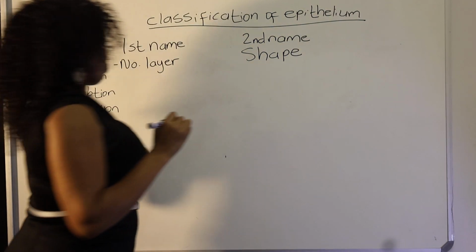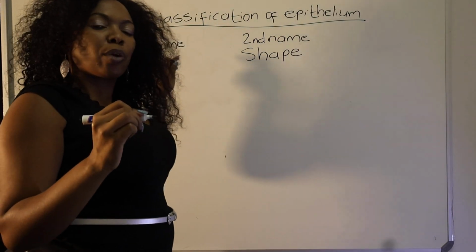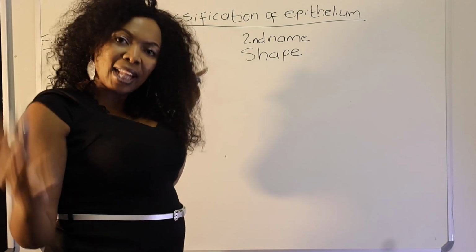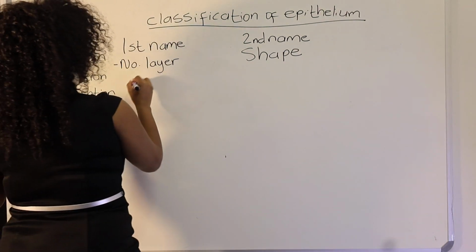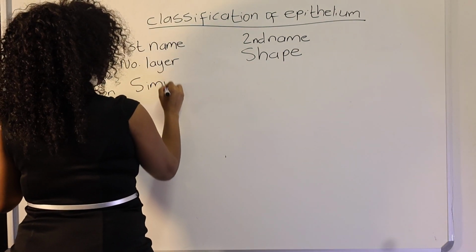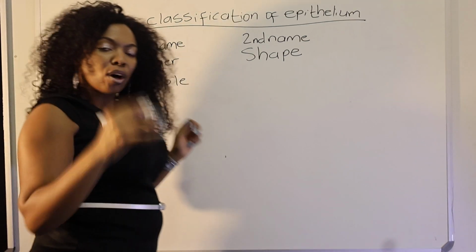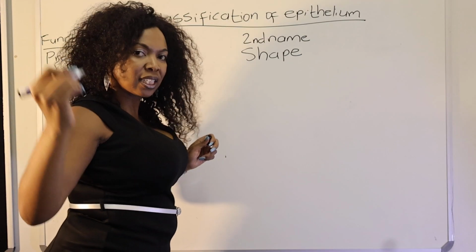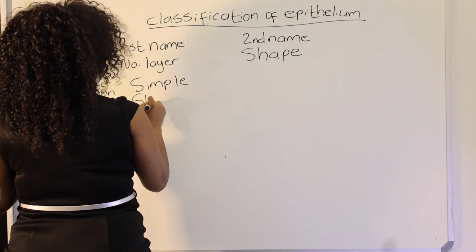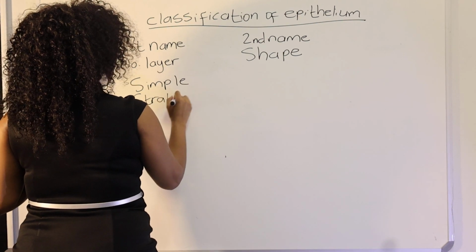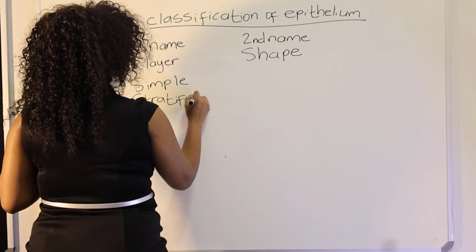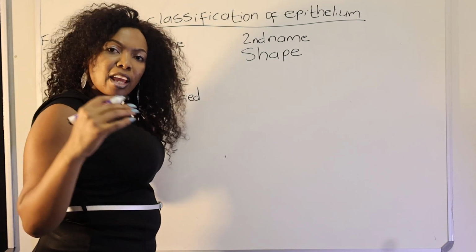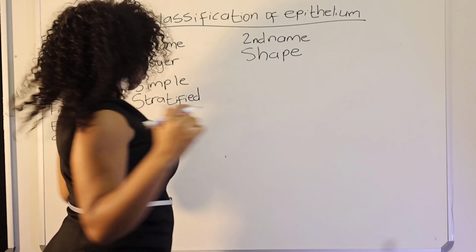Of the epithelium, there could be 1 layer or more than 1 layer. If it's 1 layer, it's called simple. More than 1 layer, 2 layers going up, it's now called stratified. So these are the prefixes that you will see in naming most of the epithelium.